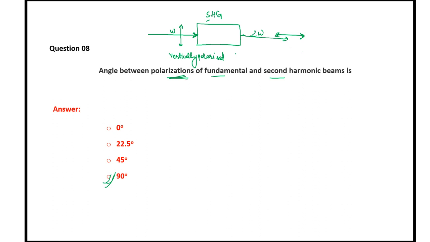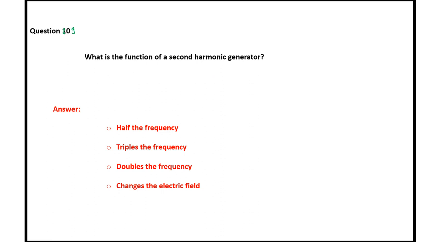Okay. So now all the assignment questions are over. But there are a few other questions which I have kept as some extra questions from the same topic which we covered in week 7. So the first question is, the numbering is I think 3. So this is not question number 10, this is question number 9. So what is the function of a second harmonic generator? First option is half the frequency, triples the frequency, double the frequency, or changes the electric field.